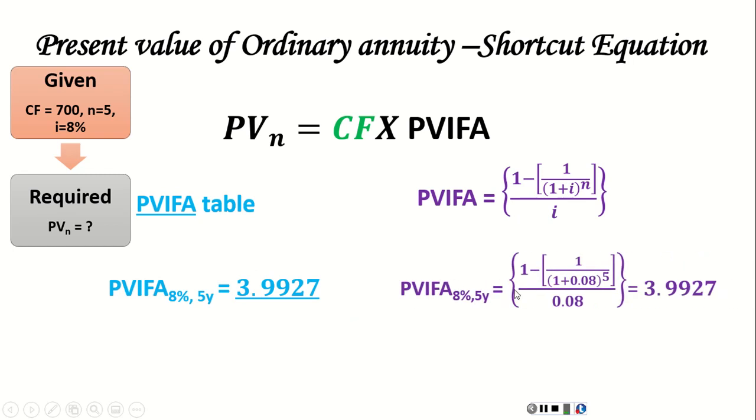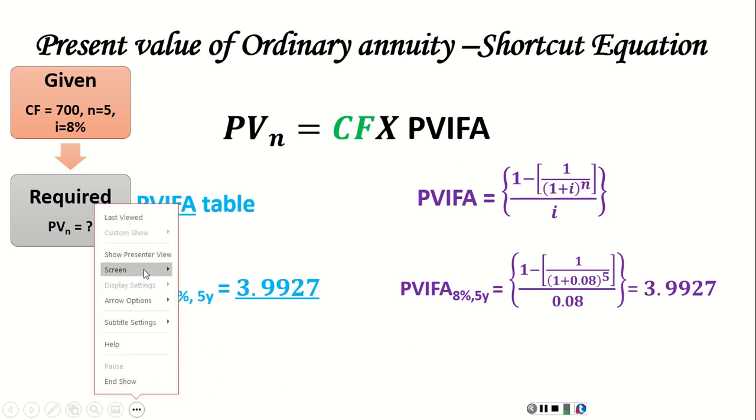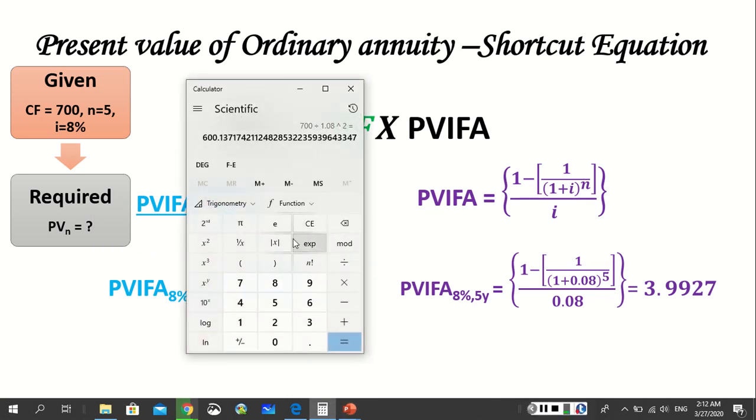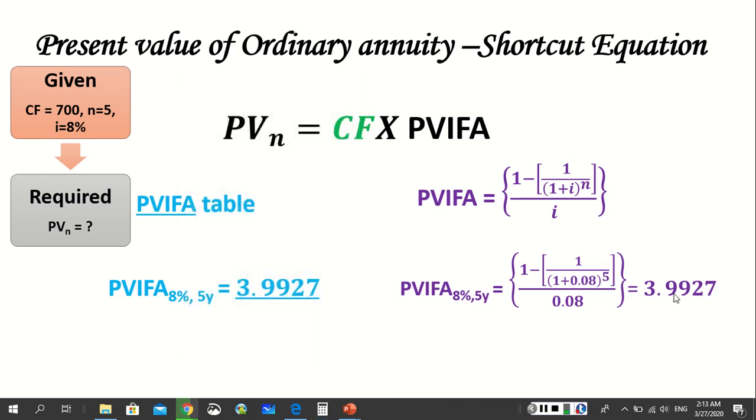The second method is to calculate the present value interest factor for annuity mathematically by applying these equations. We can show this by using a calculator: 1 minus bracket 1 divided by 1 plus 0.08 to the power 5, close the bracket, enter, divided by 0.08, and I will get 3.99. So we can use this factor.